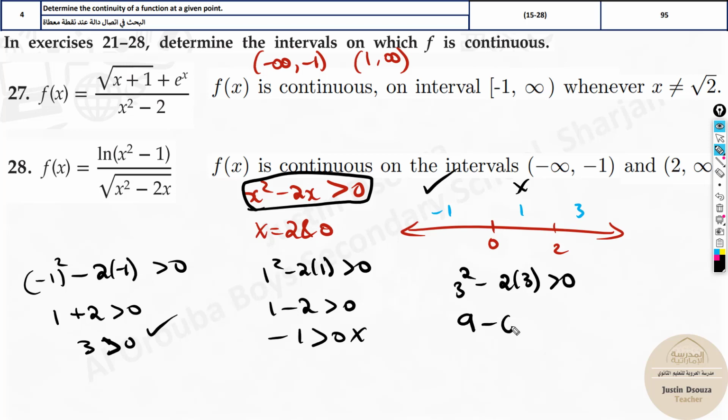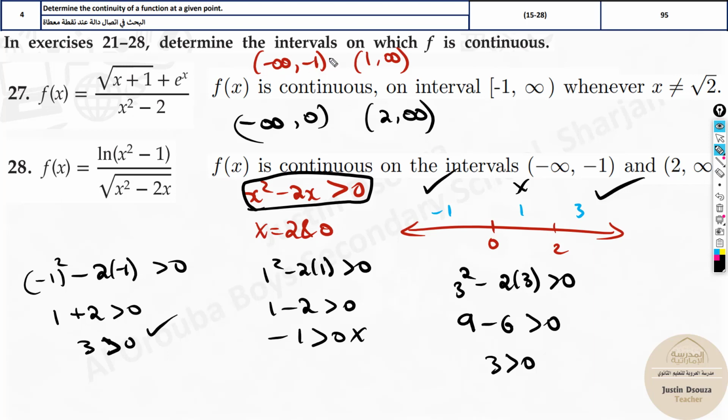It's 9 minus 6 greater than 0. Is it true? Yes, 3 is greater than 0. Yes, this is correct. So here we come to know one important thing. The intervals are from minus infinity to 0, but we already got the interval till minus 1. So look over here. Let me just write the intervals which work over here, and from 2 to infinity.